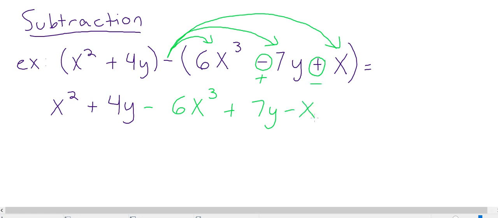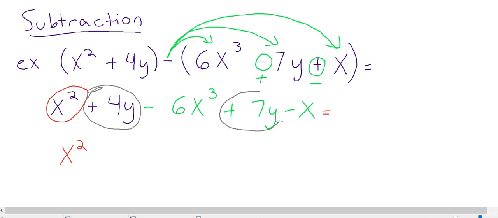Now we can solve this by combining like terms. Do we have a like term for x squared? We do not. There are no other terms with a base of x and an exponent of 2. Next, we have plus 4y. Do we have any other like terms with a base of y and an exponent of 1? And we do. 4y plus 7y, so we keep the base, keep the exponent. 7 plus 4 is 11. So plus 11y.